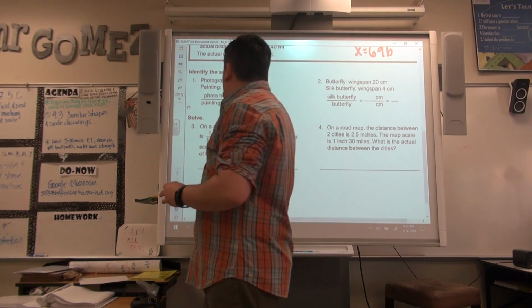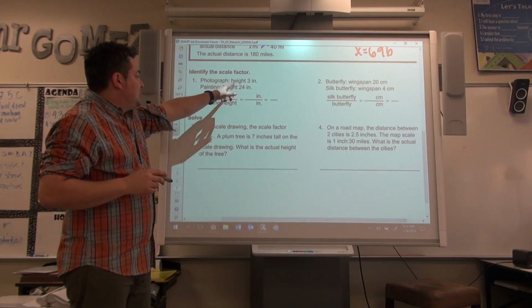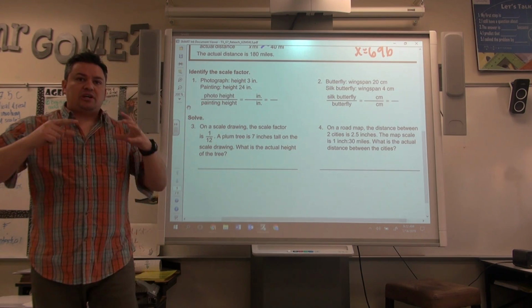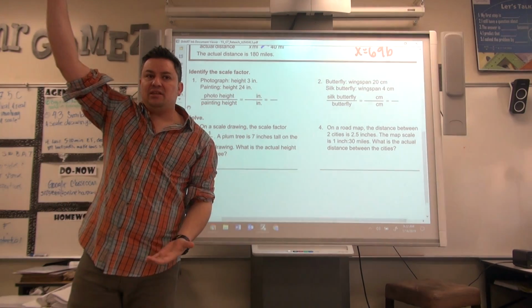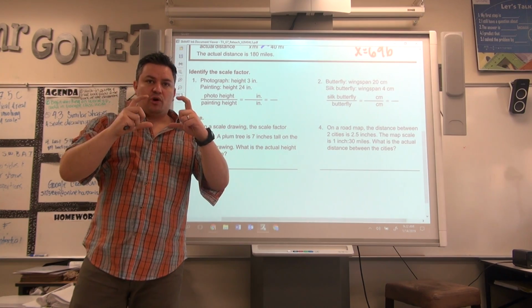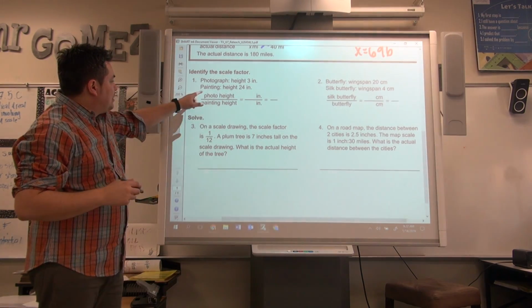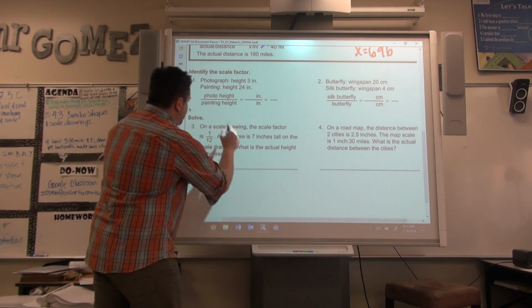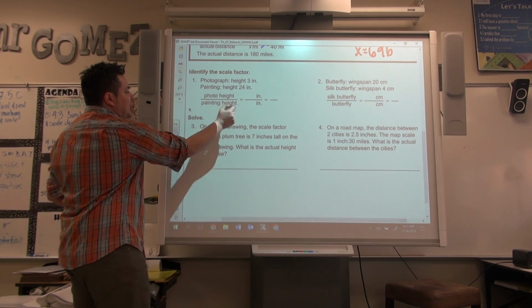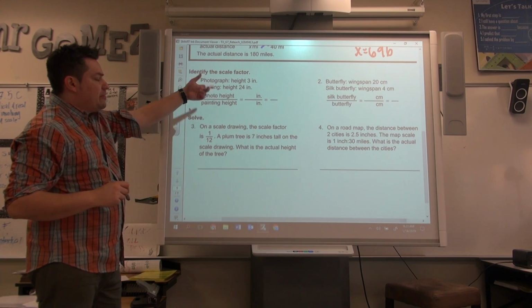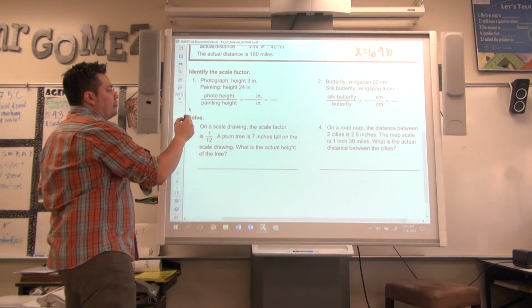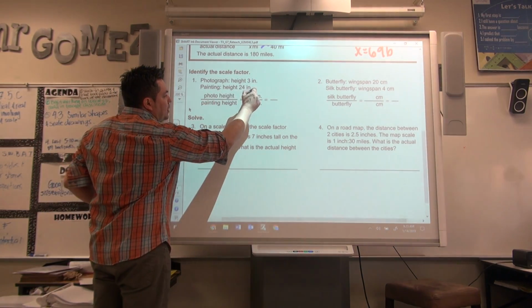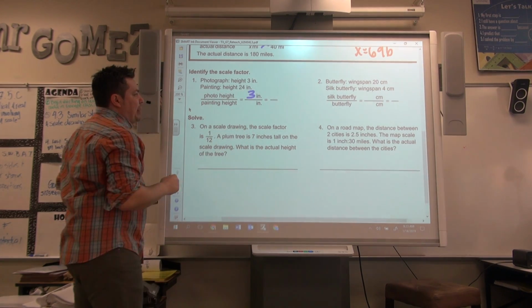It says the photograph height is 3 inches. So they're going to make a photo into a big painting. And the painting height is 24 inches. All you have to do is label it, which is already done for us. Photo height, painting height. We have the 2 heights. Label it. So photo height is what? 3 inches. And the painting height is?